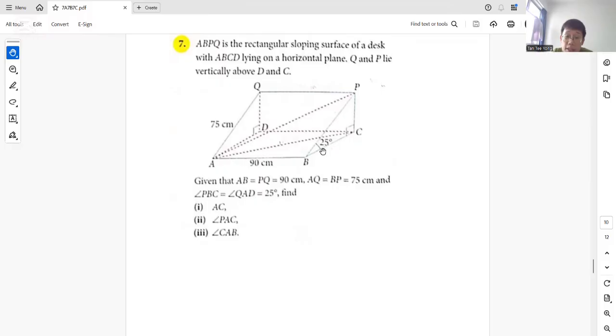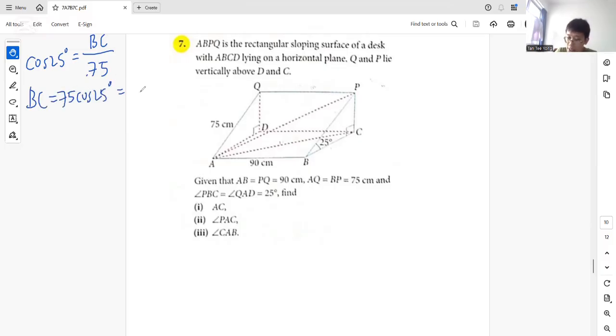And then we use BC with 90 to find AC, the diagonal of the rectangle. In order to find BC, we need to consider triangle BPC, this triangle over here. So how to find BC? We will use cosine. Cosine 25 degrees equals adjacent, which is BC, over hypotenuse, which is 75. So BC equals 75 cosine 25 degrees.